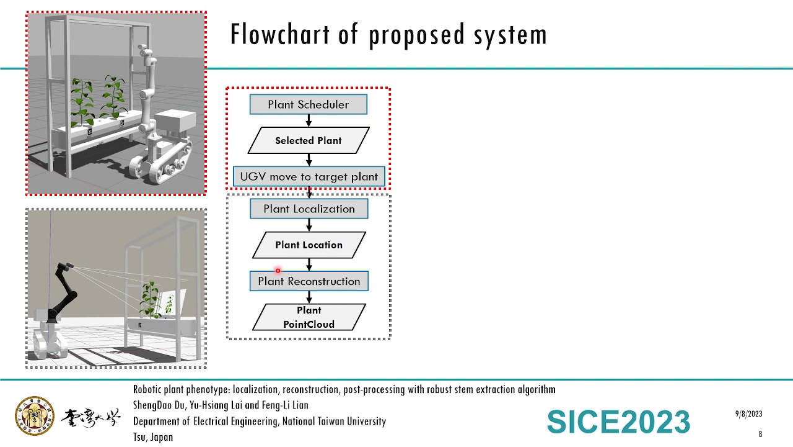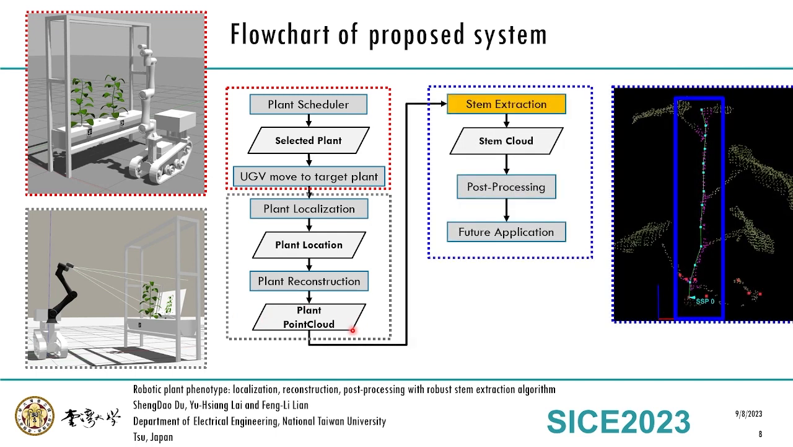Once the plant location is known, the robot will reconstruct the plant. We got the point cloud of the plant. After that, the main stem will be extracted using SEA. Stem is very important because in most cases, plant organs grow from the main stem. Once we know that, we can enable more advanced applications.